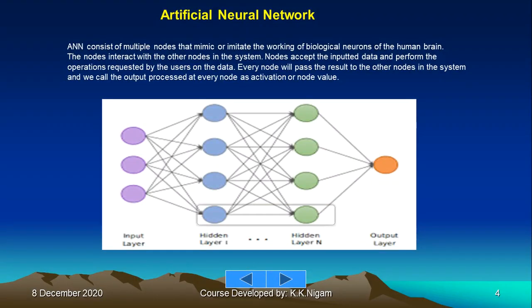ANN consists of multiple nodes that mimic or imitate the working of biological neurons of the human brain. The nodes interact with the other nodes in the system. Nodes accept the inputted data and perform the operations requested by the user on the data. Every node will pass the result to the other nodes in the system, and we call the output processed at every node as activation or node value.